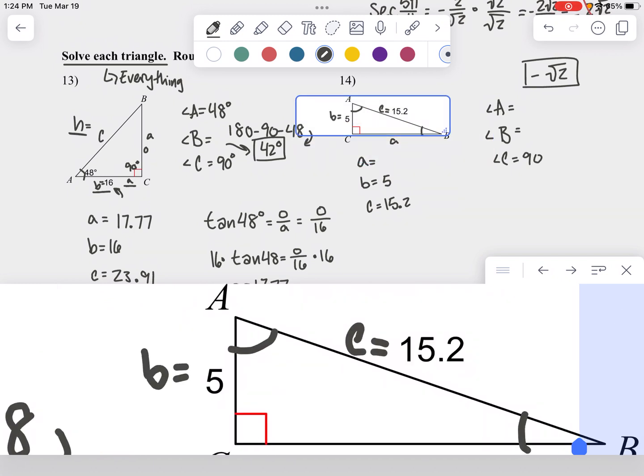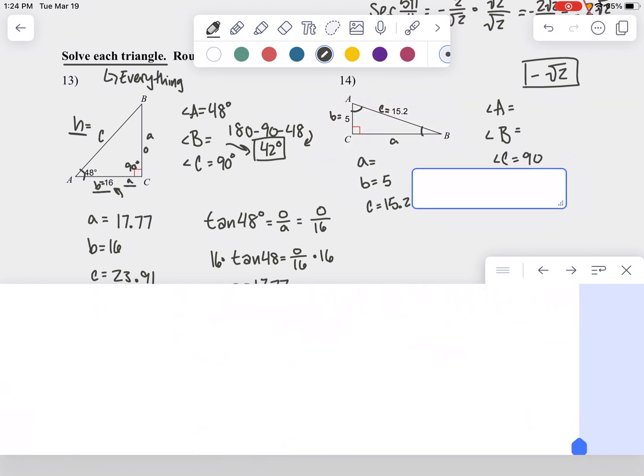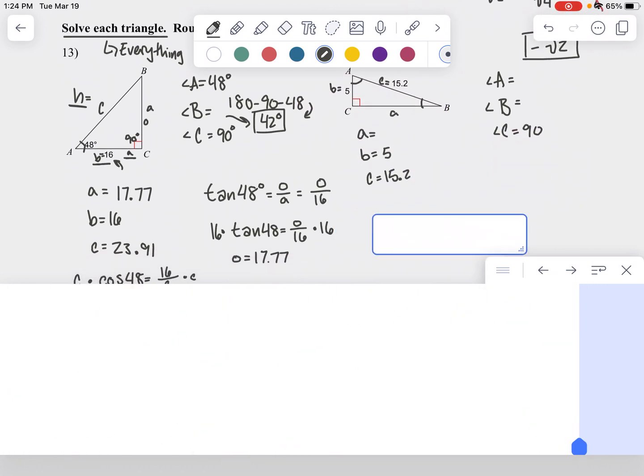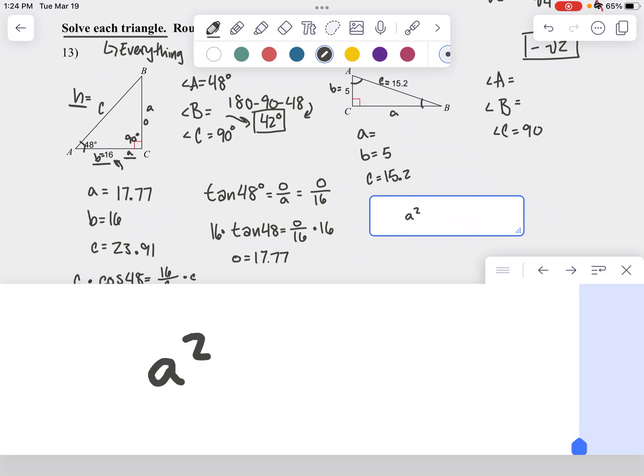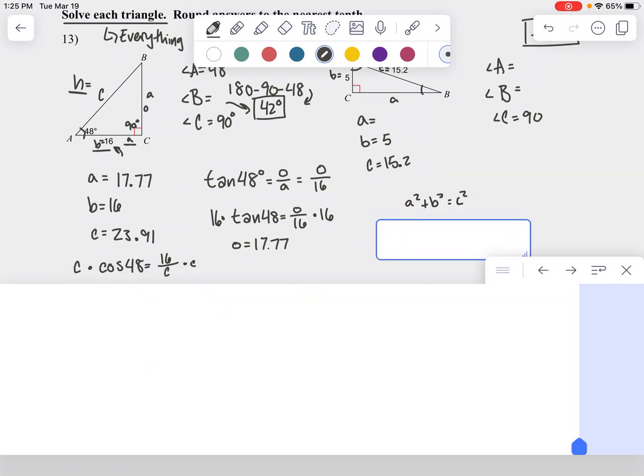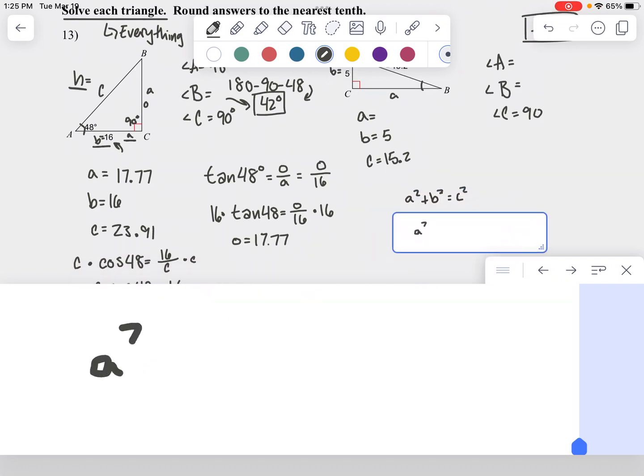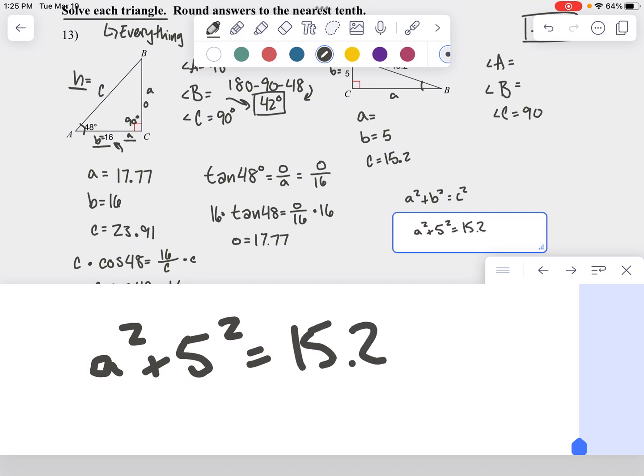Okay. How do I find a missing side if I have 2 of them? Well, hopefully you remember the Pythagorean theorem: a squared plus b squared equals c squared. Because we did it this way, a is already a, b is already b, c is already c, so we can just plug in. So a squared plus 5 squared equals 15.2 squared.